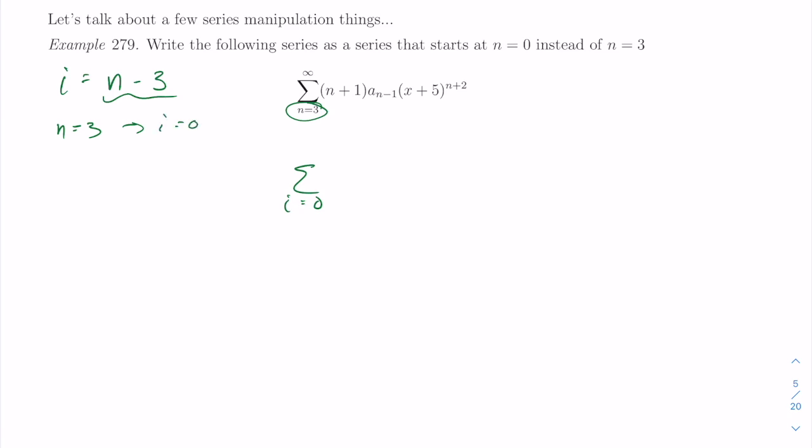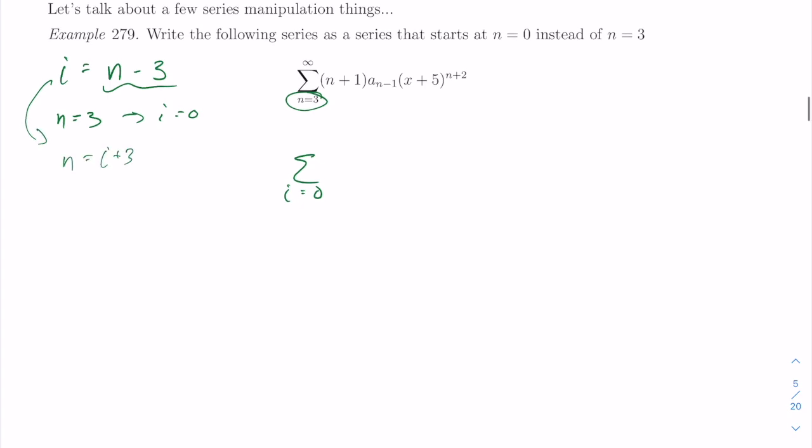Okay. And then to switch everything else, you can take this and solve it for n. So n is equal to i plus 3. And you can substitute that in all of the other places, okay? So n plus 1 will become i plus 4. a sub n minus 1 will be i plus 3 minus 1. I didn't write that here, but that would be i plus 3 minus 1, right?